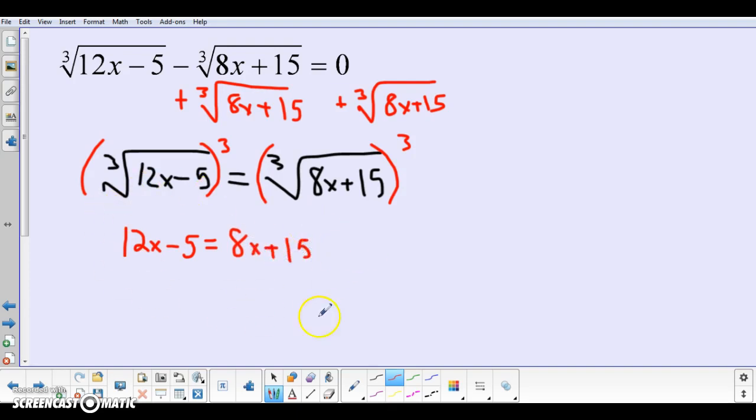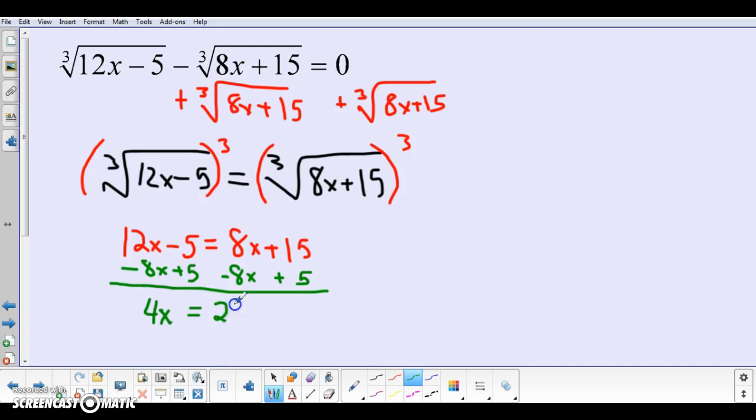Now I have a nice linear equation. This one's pretty easy to solve from here. Combine the x's by subtracting 8x from both sides. Combine the constants by adding 5 to both sides. And that will leave me with 12x minus 8x is 4x. Negative 5 plus 5 is 0. It cancels. 8x minus 8x is 0. That cancels. 15 plus 5 is 20.